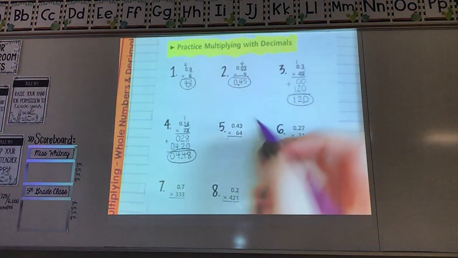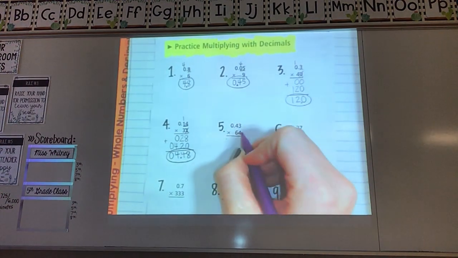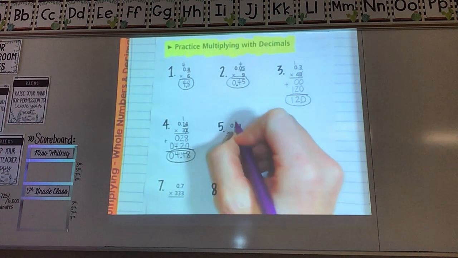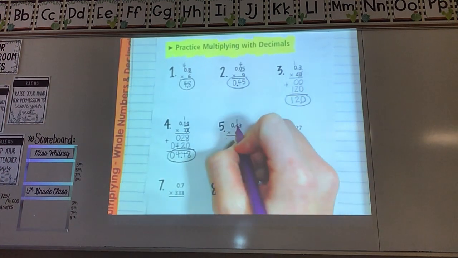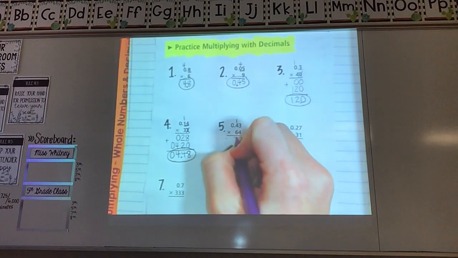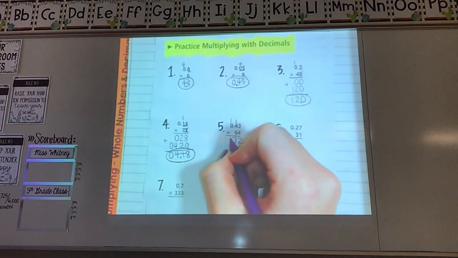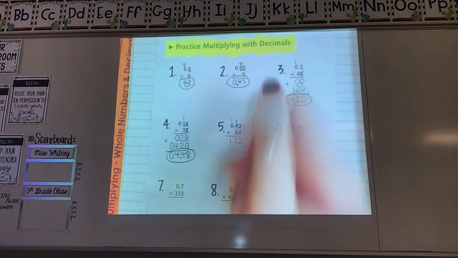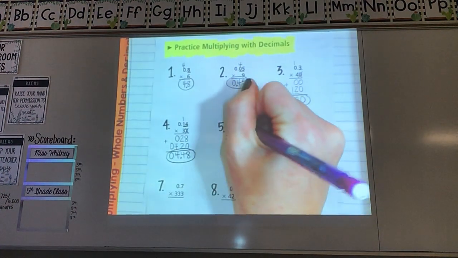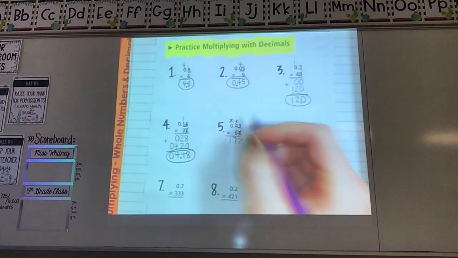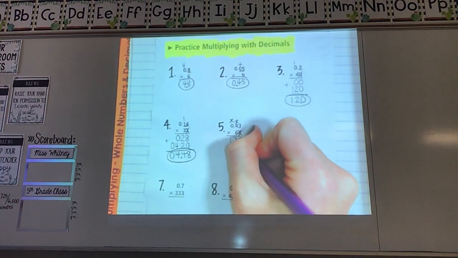All right, number 5, start with the 4 right here, multiply like normal. 4 times 3 is 12, put my 2, carry my 1. 4 times 4 is 16, plus 1 is 17, put my 7, carry my 1. 4 times 0 is 0, plus 1 is 1. I'm done with that 4, so X him out and X out all of these we carried up here, lots of X's. And when I make an X, I have to make an O.